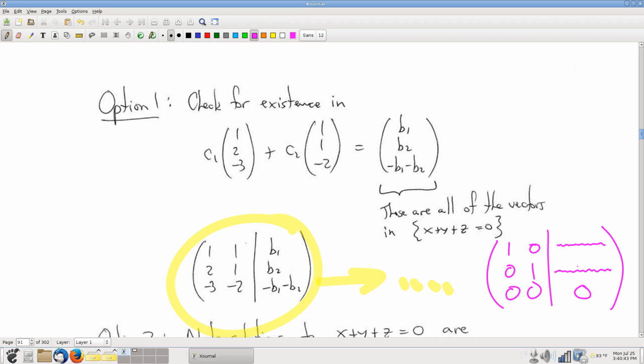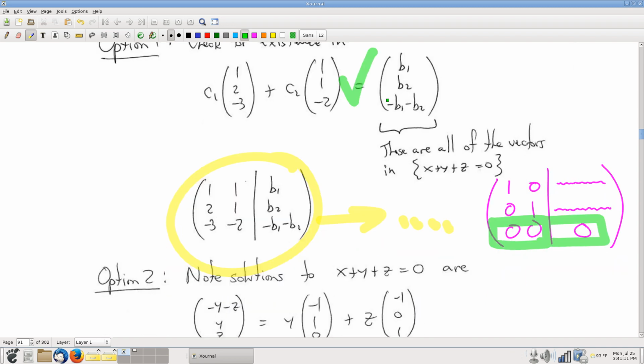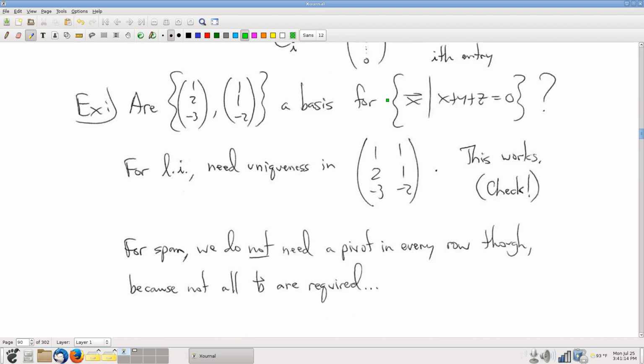So again, we're not required for there to be a pivot in every row, and there's not a pivot in every row. What we are simply required to confirm is that there are no contradictions, and even though there is a row of zeros, there's no contradiction. So there's no problem here, and there will always be a solution to this system of equations, and therefore this is a basis for this plane.